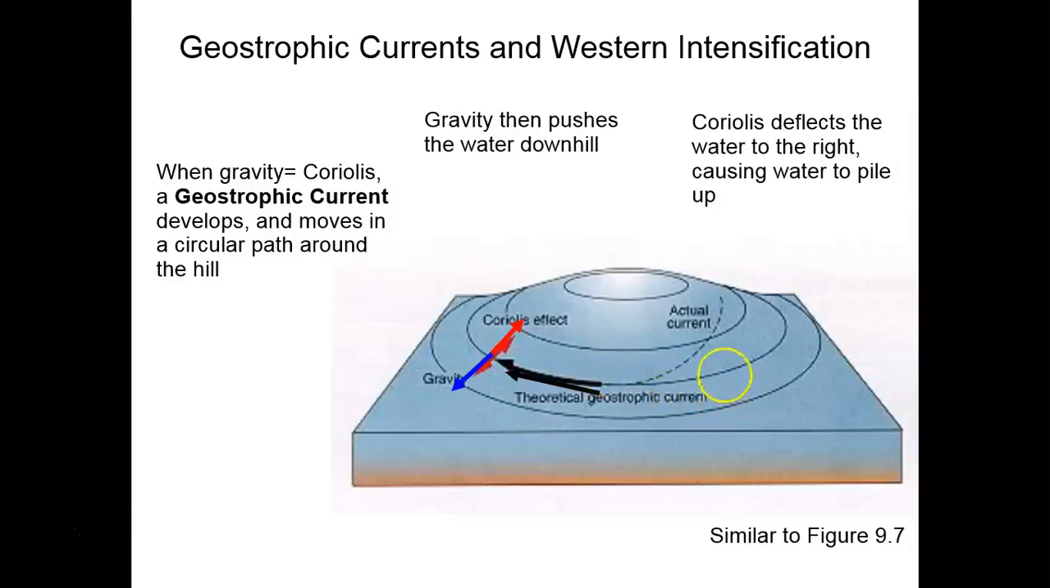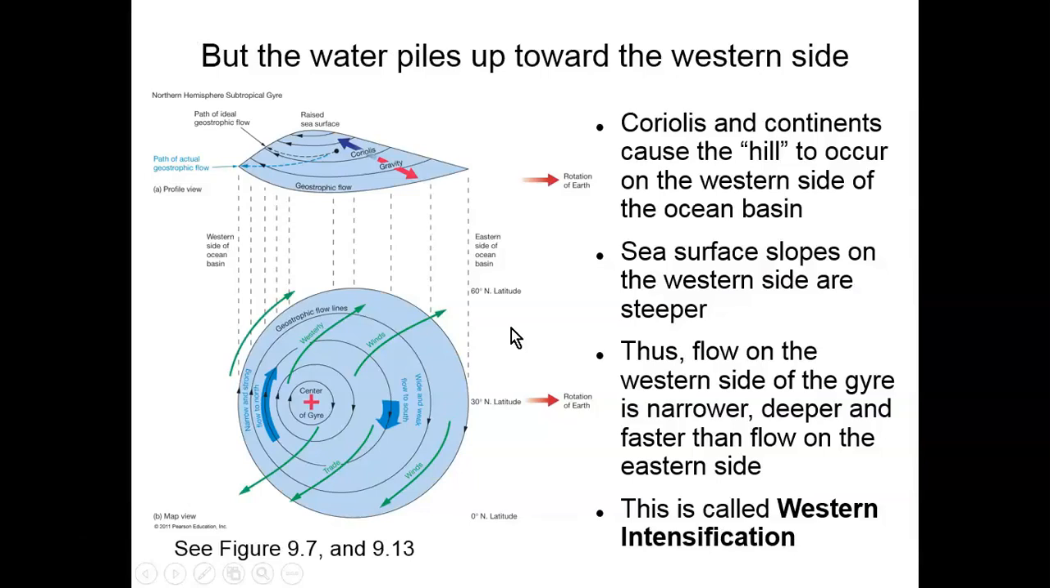And that basically causes this continuous loop of water around the hill. Now the hill is actually not in the very center of the ocean. Instead, it's always going to be over to the left side or to the western side. And it doesn't matter if it's in the northern hemisphere or the southern hemisphere. So Coriolis and the continents cause the hill to occur on the western side of the ocean basin. And I'm gonna draw a picture for you in just a second to show you why that is.